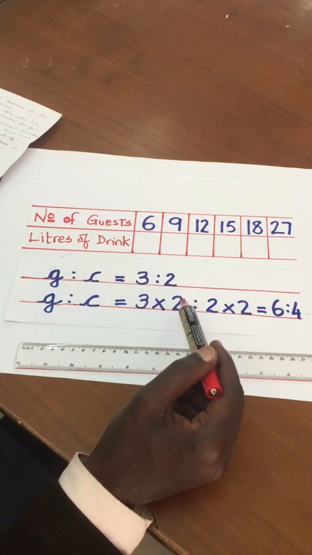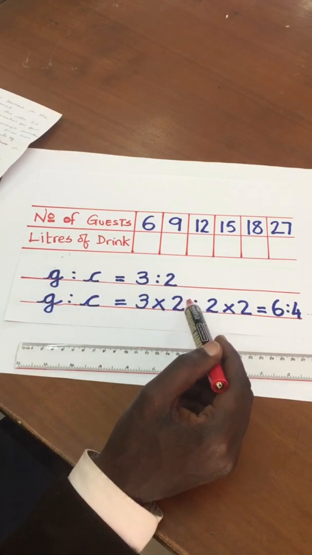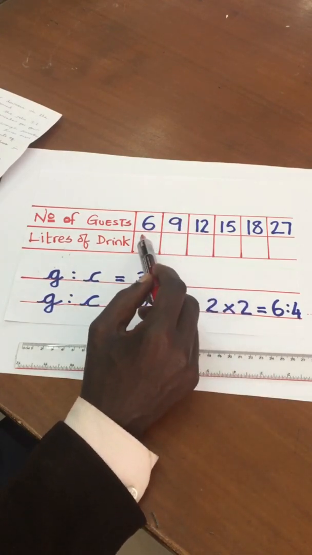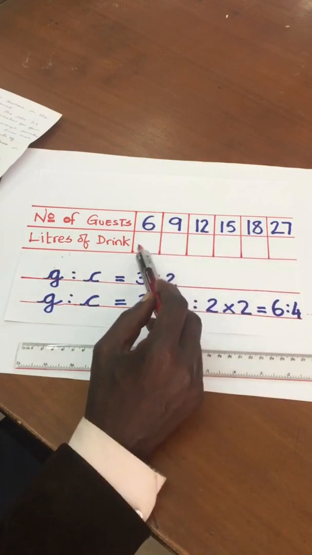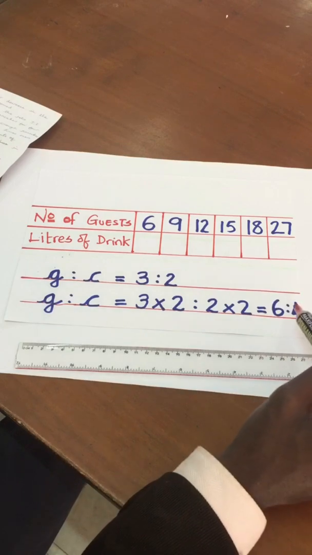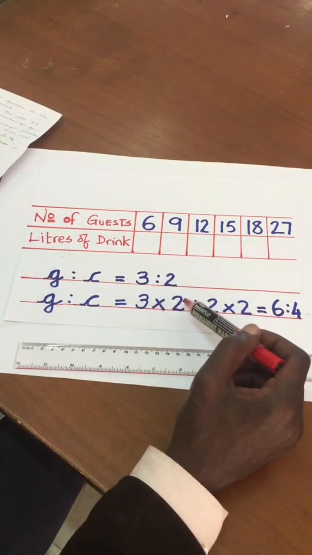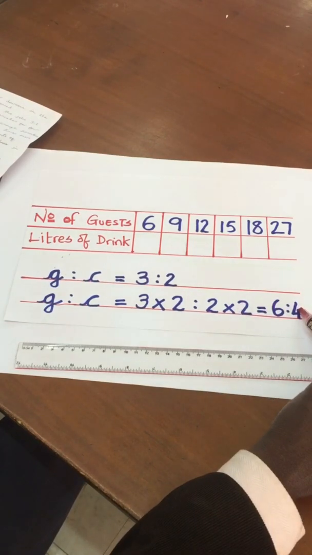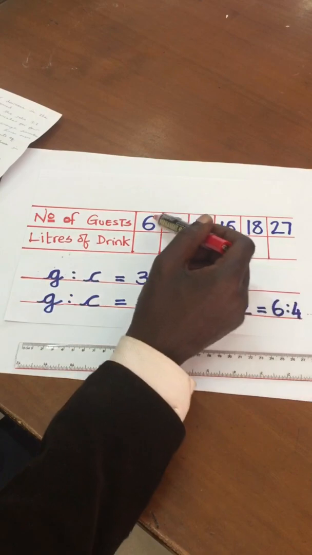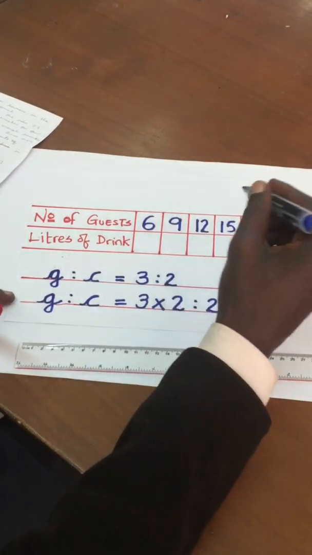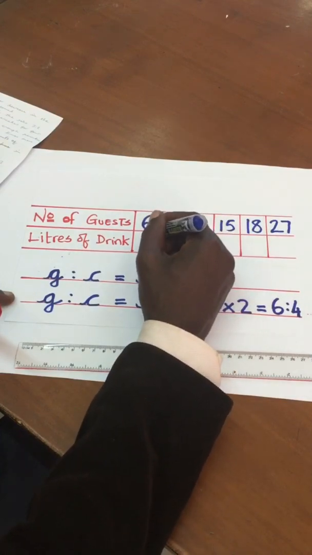So since the increase is in the same ratio, then we need to look at the same number 2 and multiply by all these other numbers here to get what we should have as liters of cold drink. If we multiply 3 by 2, it will give us 6. If we multiply 2 by 2, it will give us 4. Therefore, for 6 guests, we are going to have 4 cold drinks, or 4 liters of cold drink. So we write 4 here.